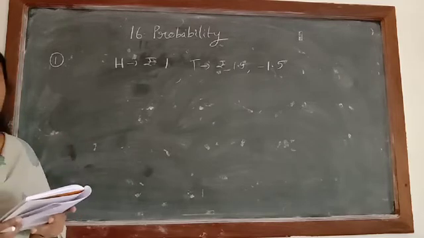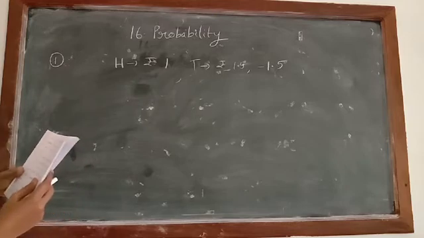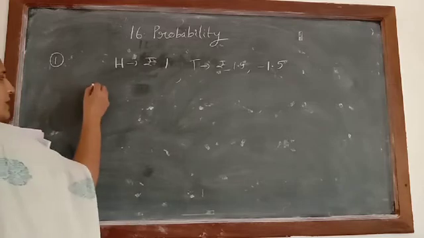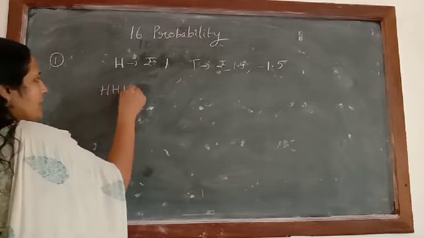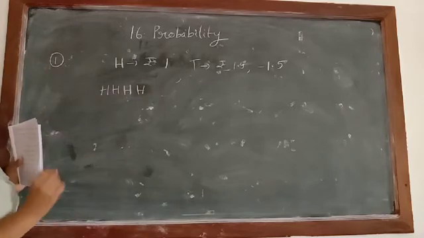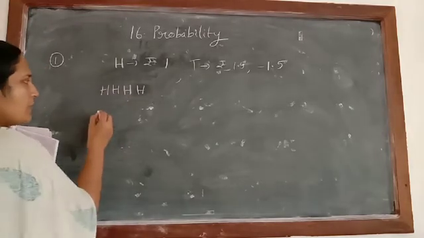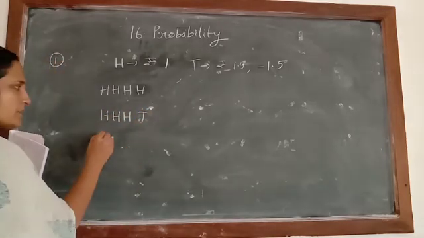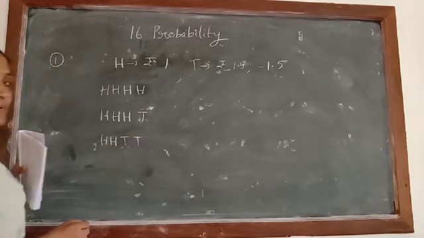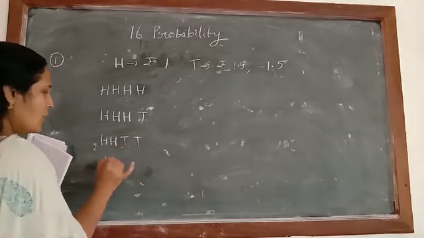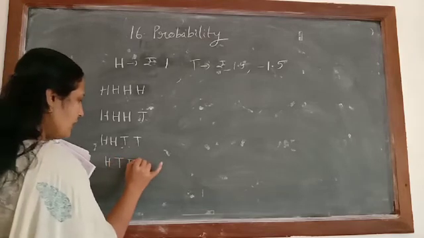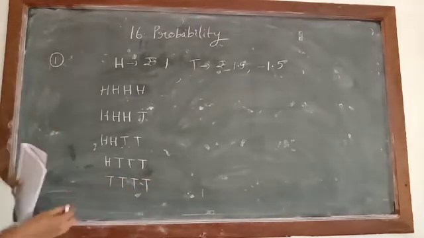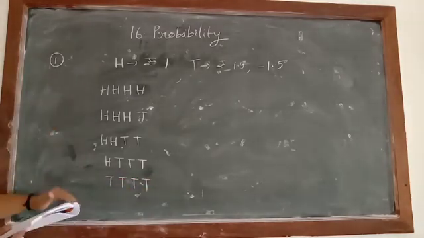Now the first question is, from the sample space calculate how many different amounts of money you can have after 4 tosses. When we toss a coin 4 times, we can check how many possibilities are there. Either all 4 heads will come, or 3 heads and 1 tail, or 2 heads and 2 tails, or 1 head and 3 tails, or all tails.